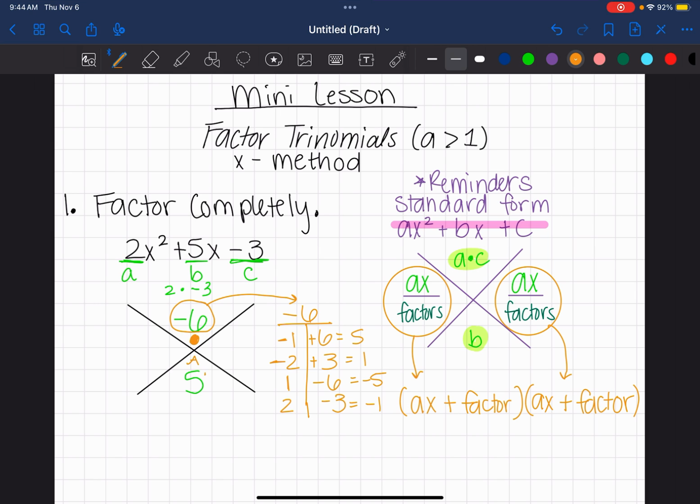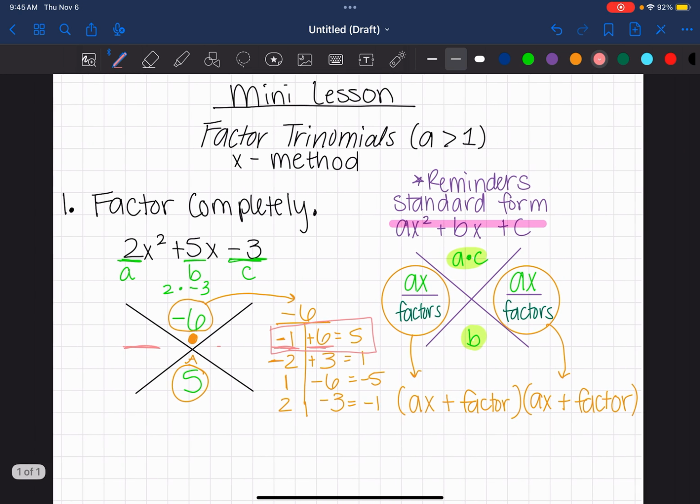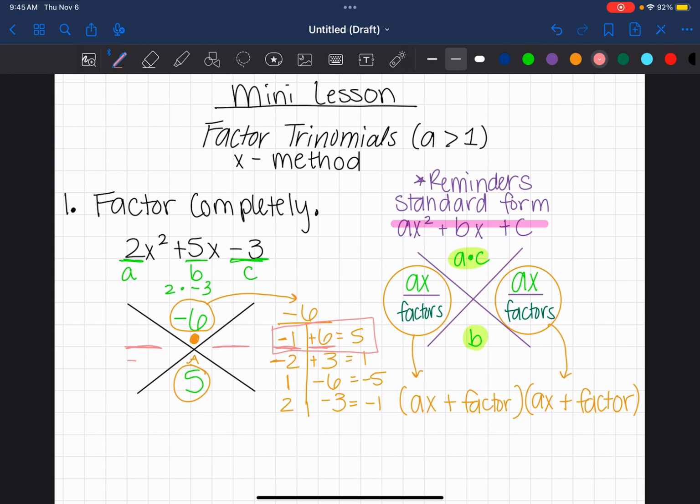Our goal is to add to 5. When I look at all of these options, the only one that adds to 5 is my first one, which is that negative 1 and positive 6. That adds to a positive 5. Once I know the factors, which are now that negative 1 and positive 6, we're going to go back into the x method, and we are going to write these as the denominators, or the bottom of a fraction. It does not matter what side you put them on. I'm going to just put negative 1 on the left, 6 on the right. But again, it doesn't matter what side you put the factors on.